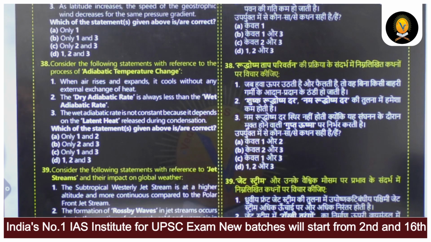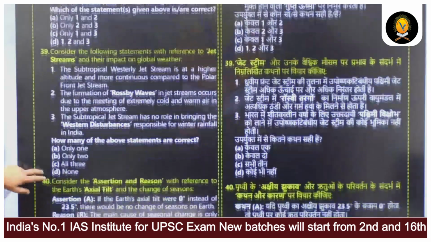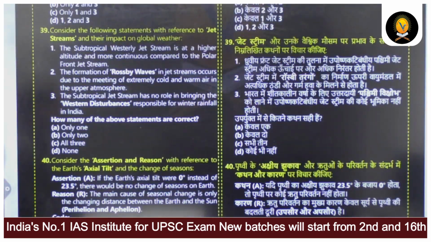The dry adiabatic rate is always less than the wet adiabatic rate. Wrong, it is always higher. Consider the following statements with reference to jet streams and their impact on global weather. The subtropical westerly jet stream is at a higher altitude and more continuous compared to the polar front jet stream. Correct. The formation of Rossby waves in the jet stream occurs due to the meeting of extremely cold and warm air. Yes. The subtropical jet stream has no role in bringing western disturbances. Wrong, they play a very important role. So only 1 and 2 are correct. The answer to 39 is B.